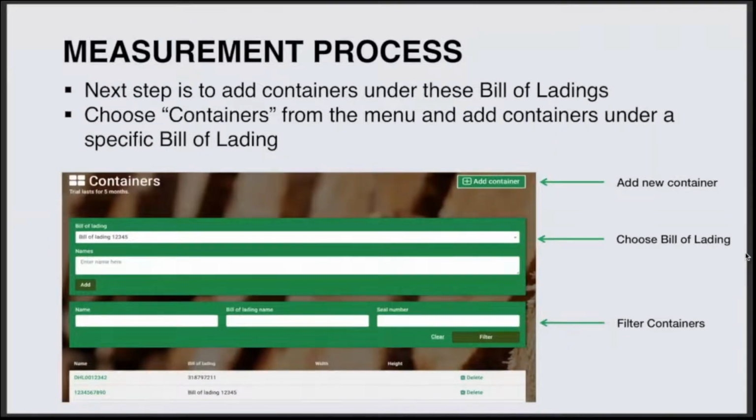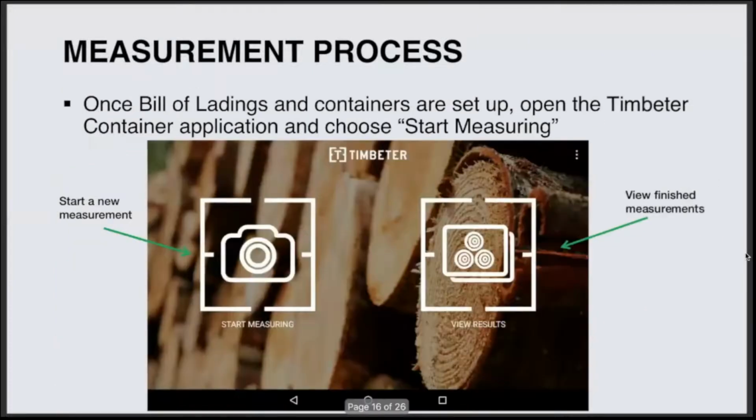Then the next step is to add containers under the specific bill of ladings. To do that, choose containers from the same upper menu and add a container with a correct number under the necessary bill of lading. So when the bill of lading and the container is added, then you can start a Timbeter application and choose, you have two options: to start a new measurement and to view finished results.